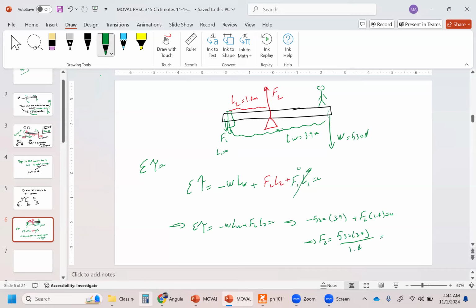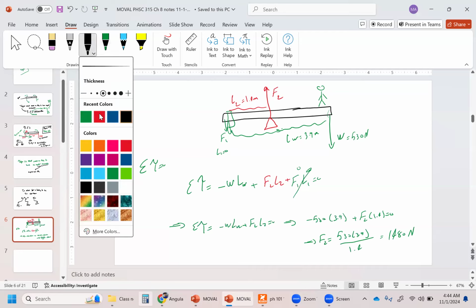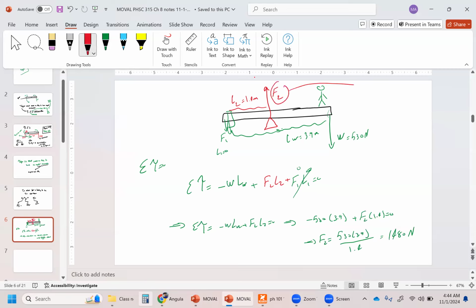And if we work it all out, we should get 1,480 newtons. So this F2 is going to equal 1,480 newtons.